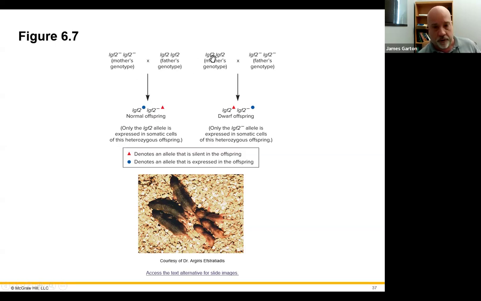And if you do a reciprocal cross, the mother's genotype is IGF2, IGF2, and the father is IGF2 minus, IGF2 minus. Again, you will make a bunch of heterozygous individuals, but this time all of these heterozygotes will be dwarf because they inherit that IGF2 minus allele from their father. That one is expressed, and the normal one is not.